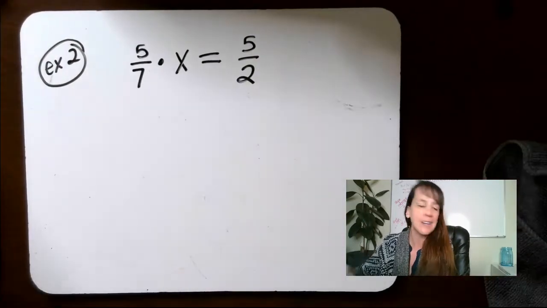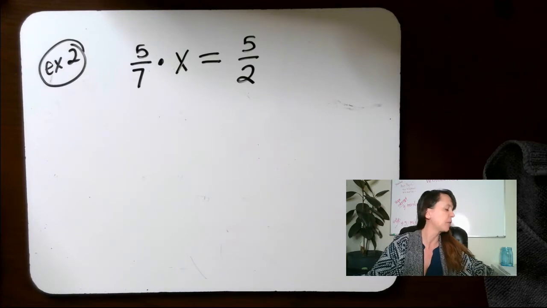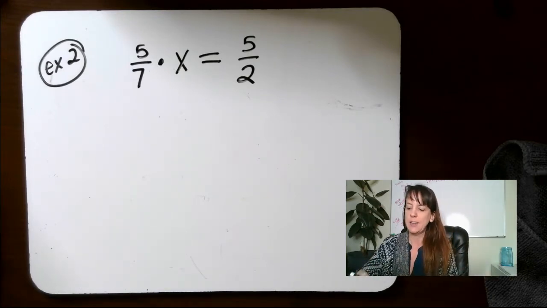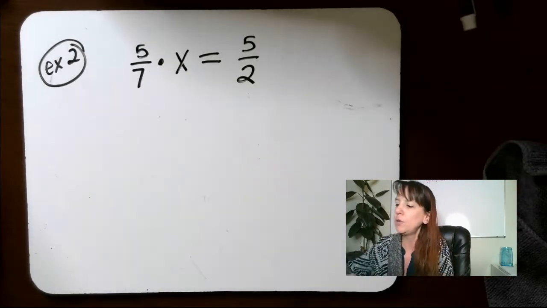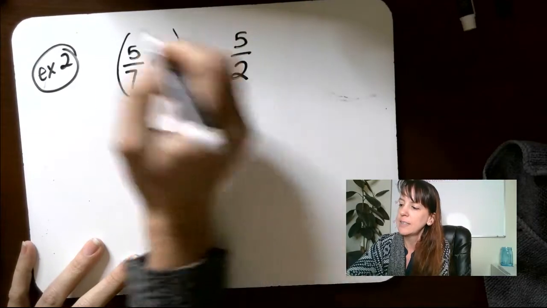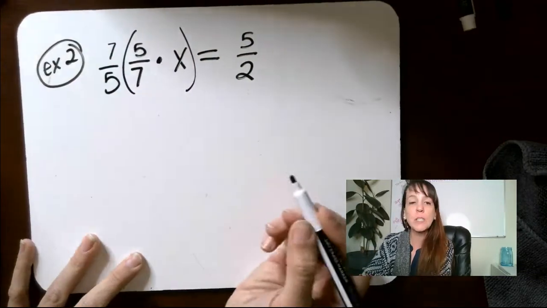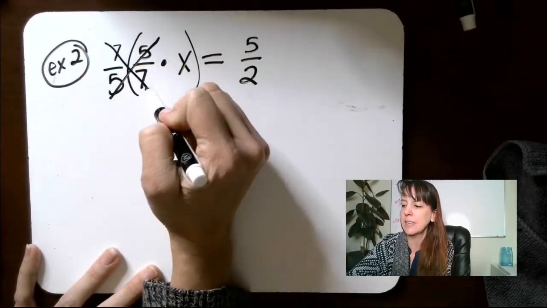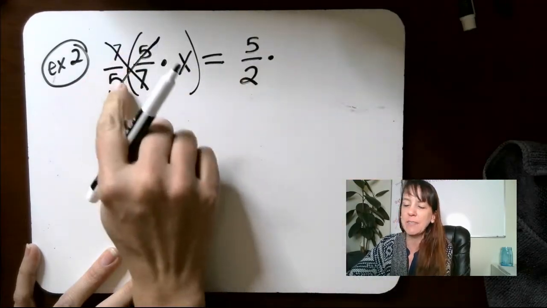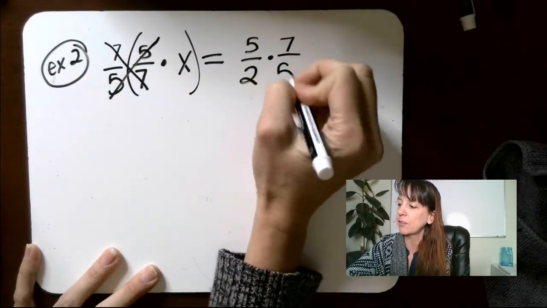What we do instead is we multiply by the reciprocal. And so that's what we're going to do here to get x by itself. Since we are multiplying on these guys, we're going to do the opposite, which is divide by 7 over 5. The reason why we do this is this cancels out with this, this cancels out with this, and I'm left with just x. But if I do it to one side, I have to do it to the other. So I'm going to divide by 7 over 5.